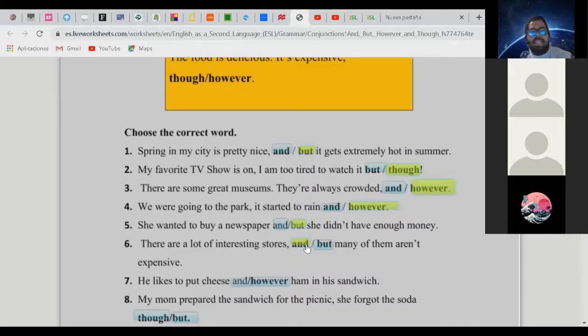Let me do one more, guys. I'm going to do this one. He likes to put cheese and ham in his sandwich. Okay, we're in a contrasting idea.